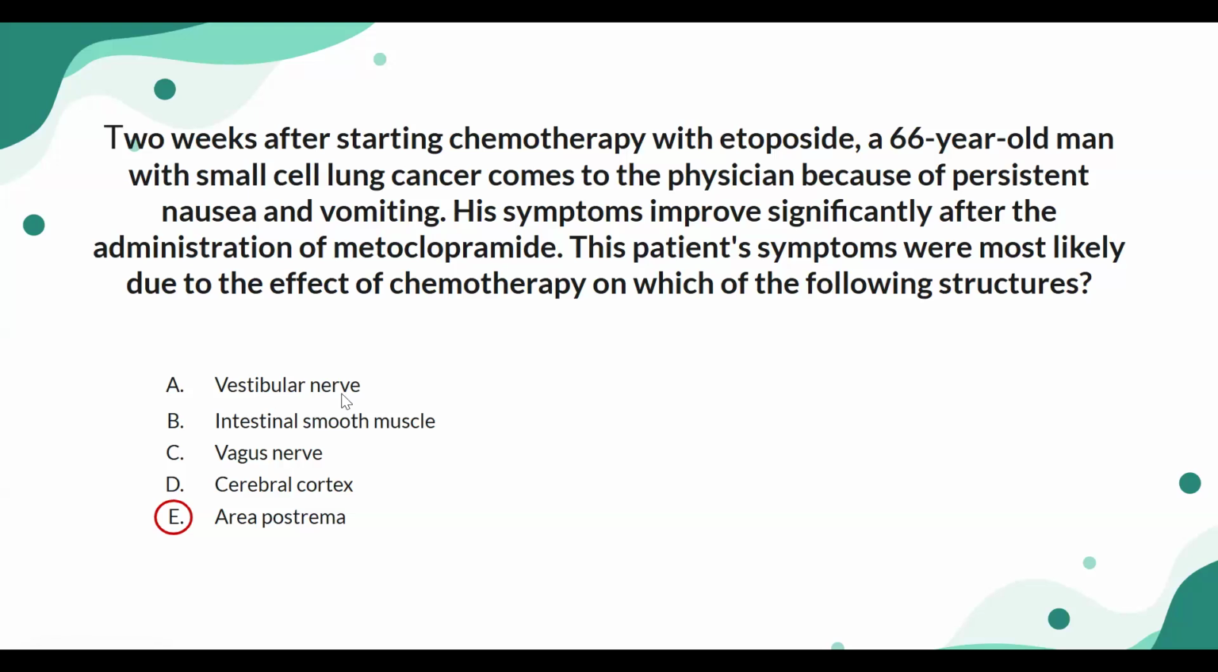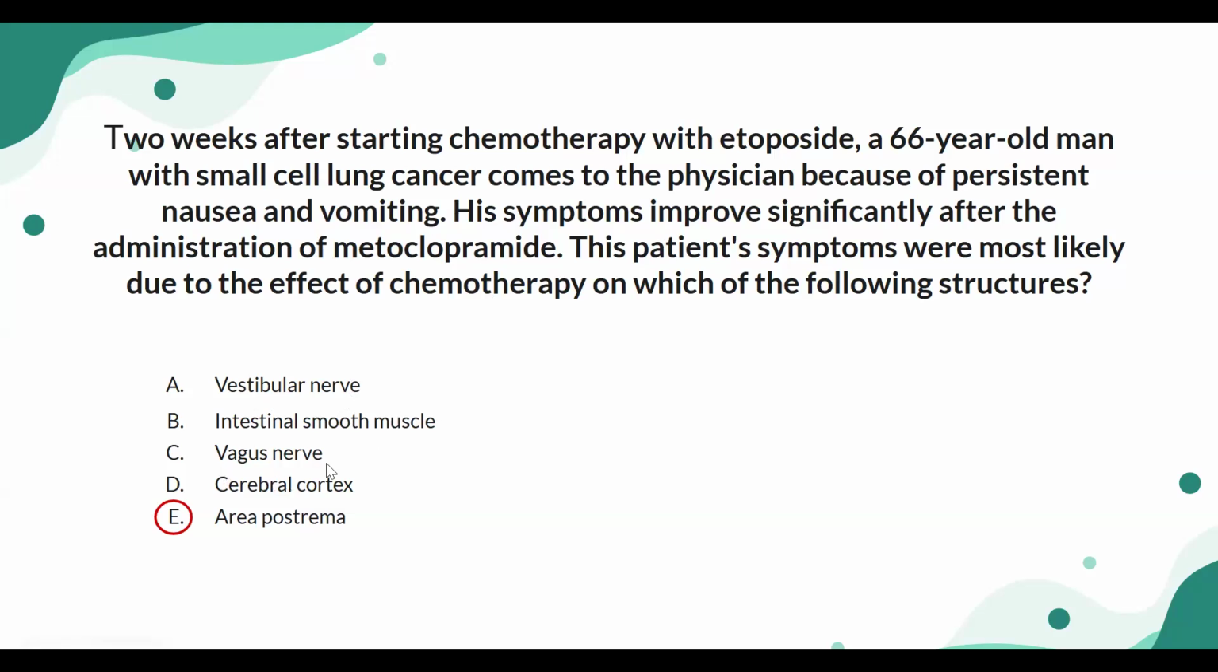So vestibular nerves we know are not affected by chemotherapy. Vestibular causes would include motion sickness, Meniere's disease, labyrinthitis. We're not thinking of that. Intestinal smooth muscles, this is more like when you have situations that affect intestinal motility, such as Hirschsprung disease, which is in babies, or paralytic ileus. These conditions can cause nausea and vomiting, but we're not thinking of them because this is chemotherapy, right?